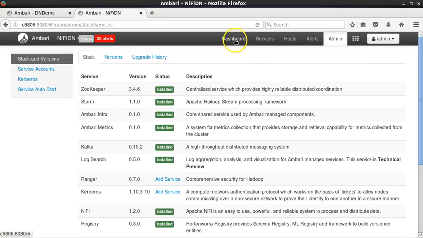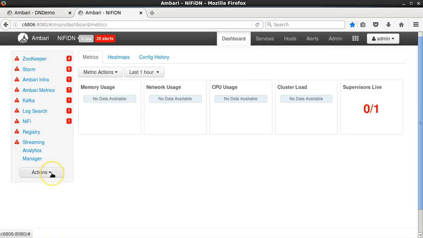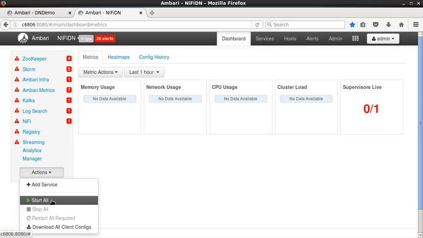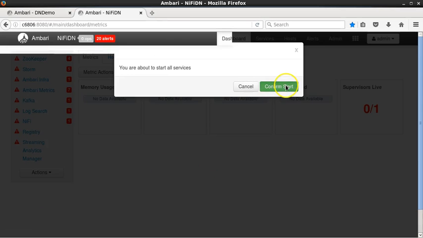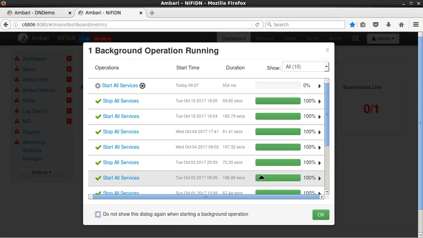As usual, I'm going to go back to the dashboard, and I'm going to start all of the services. Again, confirming the start, and we will pick up the thread after these services come up, and we will talk about each of the individual services and maybe even get into a demo of NiFi pretty soon. So stay tuned.